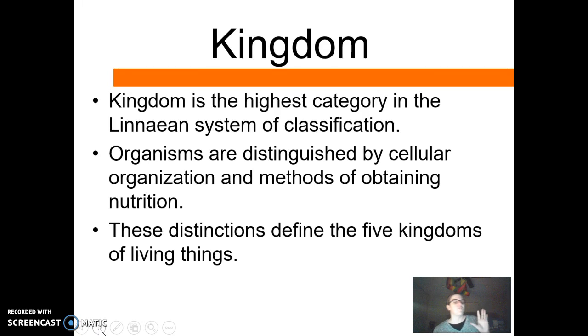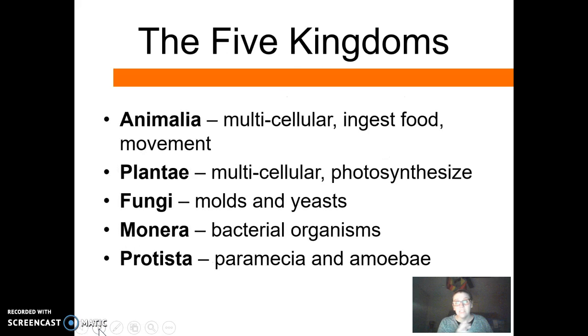So basically there are 5 kingdoms that we're going to talk about here in just a second. The big thing you need to know about kingdoms is that it is the biggest category, and because of that, it is the least descriptive category. So we will take these and break them into smaller groups from here. But first, let's talk about those 5 kingdoms. The 5 kingdoms in the Linnaean system are Animalia, Plantae, Fungi, Monera, and Protista.